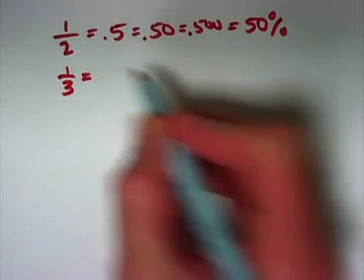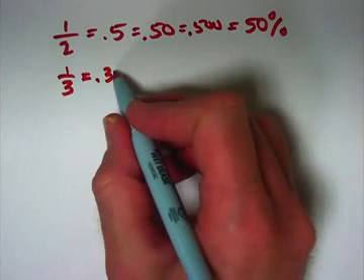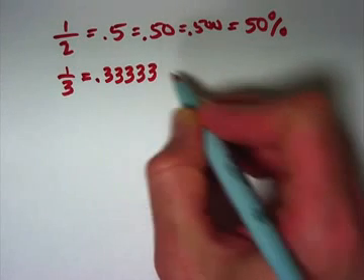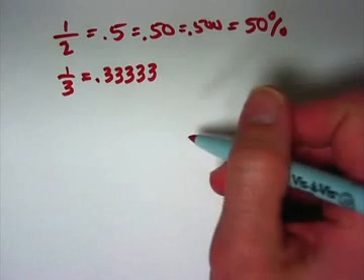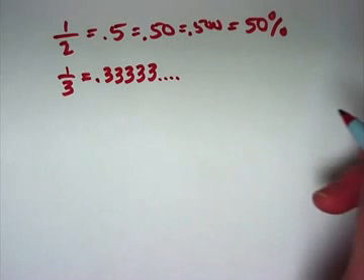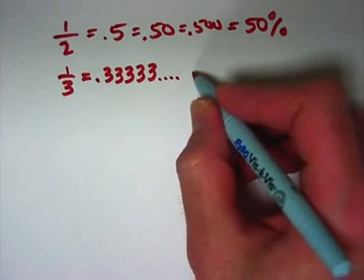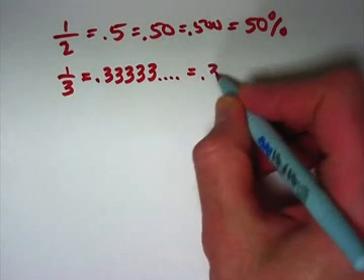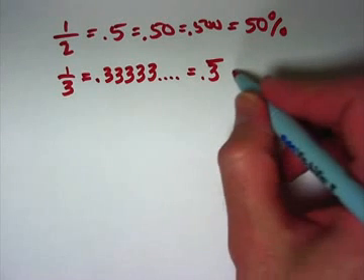1/3 is not equal to 0.3, it's not equal to 0.33, it's not equal to 0.333, it's not equal to point any finite number of threes. Those are all just approximations to 1/3. In reality, this decimal representation goes on forever and ever. A bunch of threes forever and ever without stopping. It's a repeated pattern. 0.3 repeating. And the bar means that the three repeats.